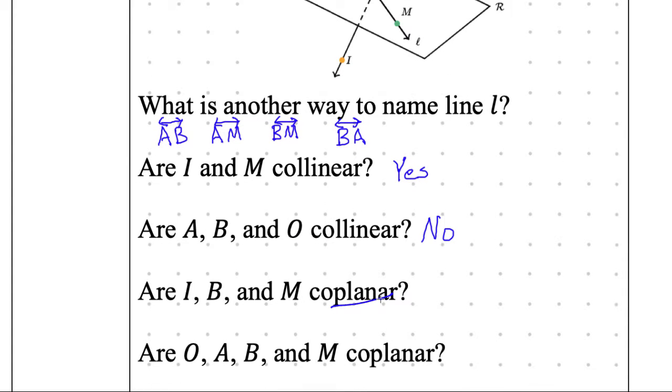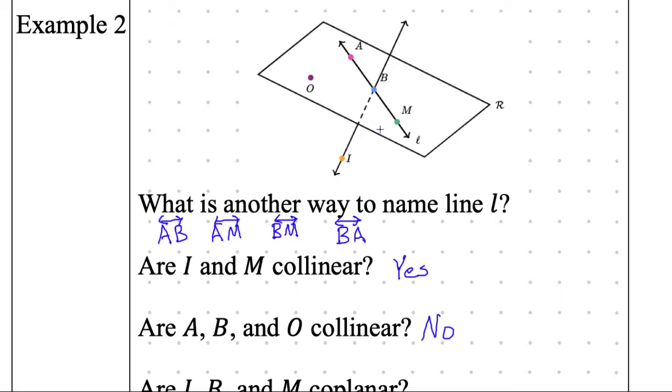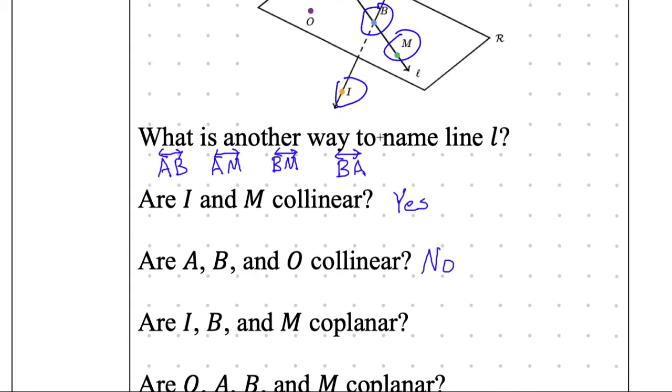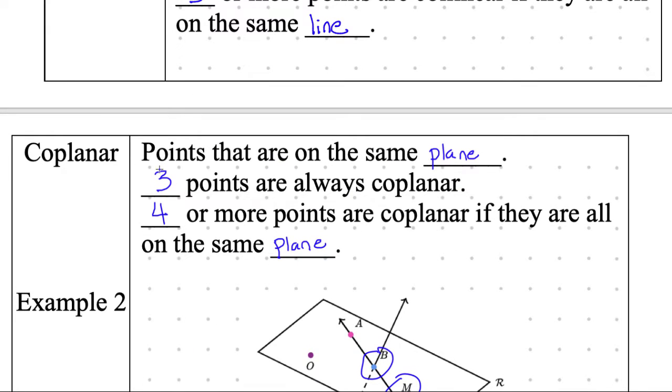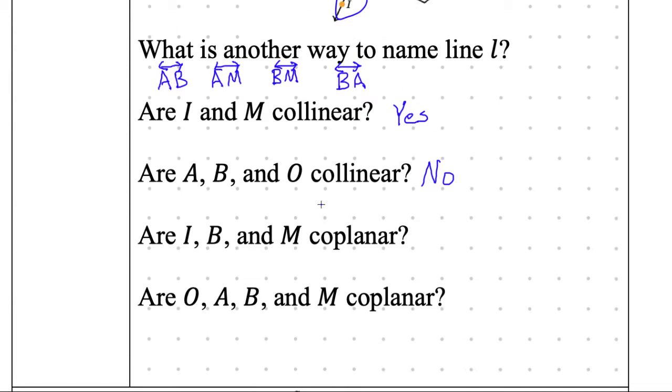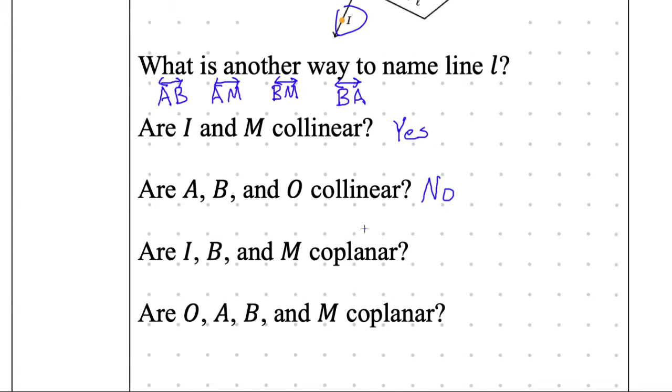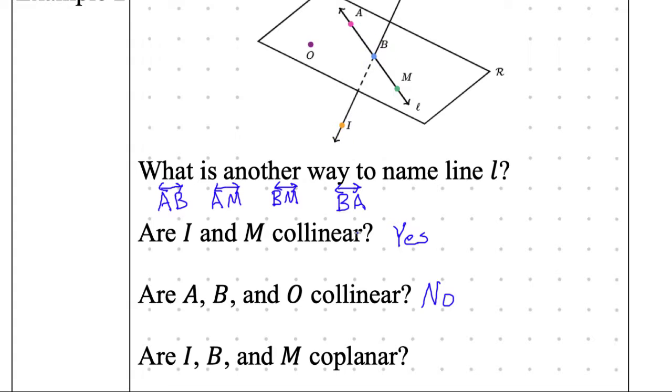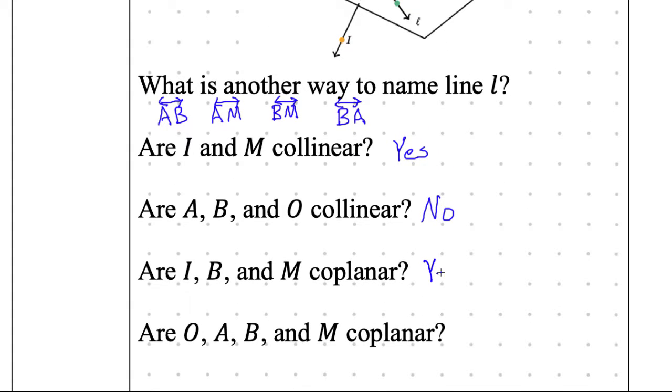Coplanar. So things that are on the plane. I, B, and M. Well, it looks like I is not on this plane card, this plane. So is it coplanar? The answer is yes, because I have 3 points. 3 points is always coplanar. It doesn't even matter where they are in the picture. If I have 3, it's always coplanar. So let me undo those circles. The answer here is yes.